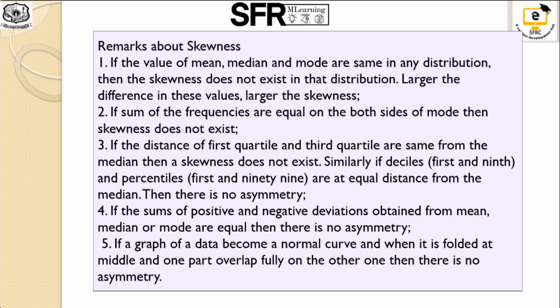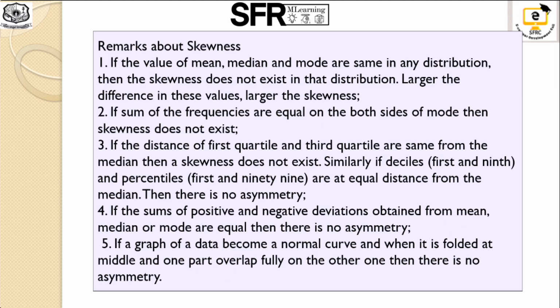In the same way, for percentiles, if the first percentile P1 and the 99th percentile P99 are at equal distance from the median, here also we are not able to get skewness. Then we can say that there is no asymmetry. In the fourth situation, if the sums of the positive and negative deviations from the mode are equal, then asymmetry does not exist there also.